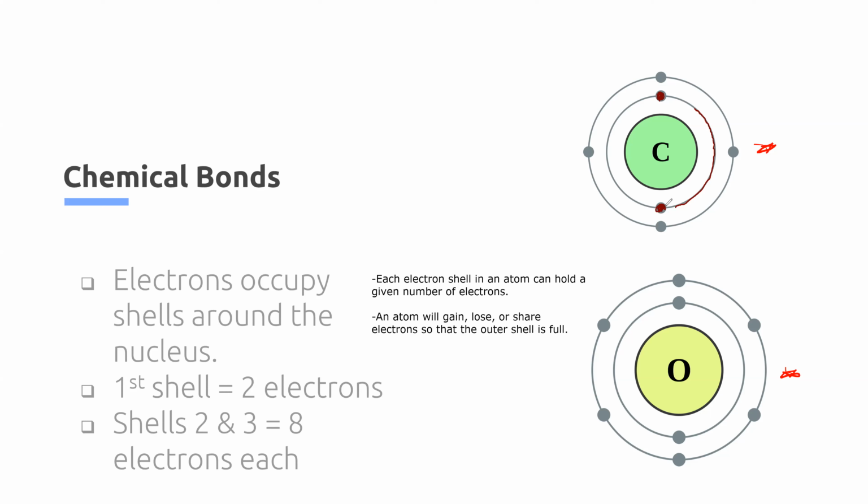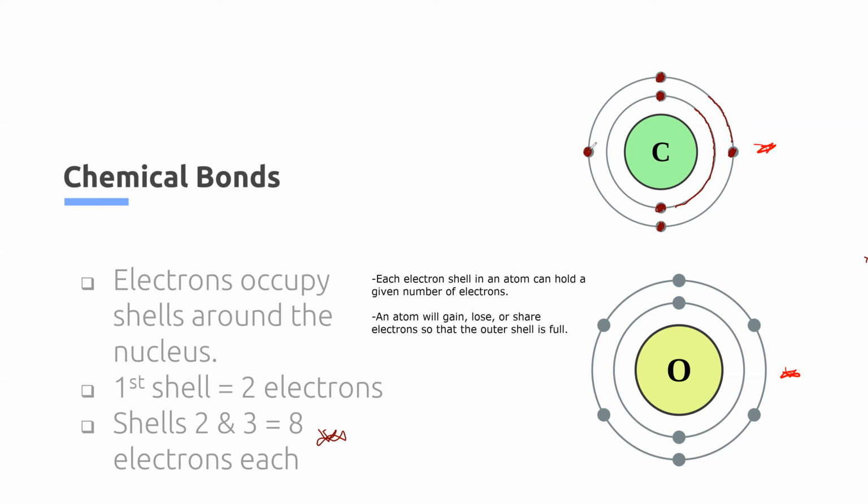Okay, here is an outer shell on carbon. So if you see down here on the slide where I wrote, shells 2 and 3 can hold 8 electrons each. Now carbon only has 2 shells. We have the innermost shell, which is 1, and then we're on shell number 2. It can hold 8 electrons total. Carbon has 4. I'm going to show you how you know this or can figure it out. Okay, there are carbon's electrons.